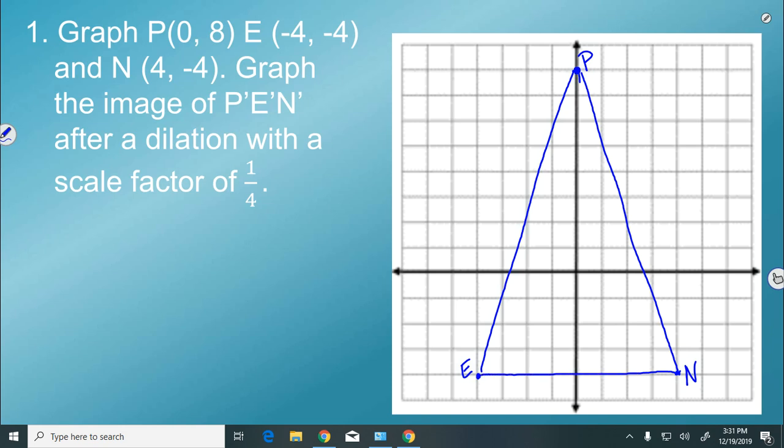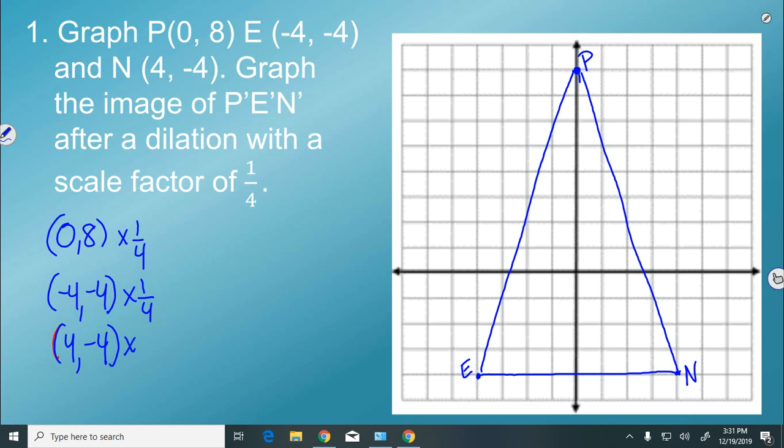And you're doing your best to draw it nice and neat. It took me a couple tries there because I can't use a ruler on the board. Then we're going to graph the image of PEN, P'E'N', after dilation with a scale factor of 1/4. So we need to multiply the original coordinates by 1/4 to get our new coordinates.